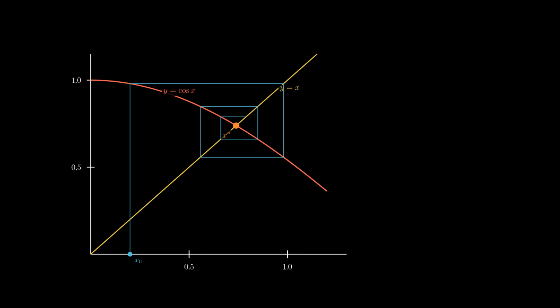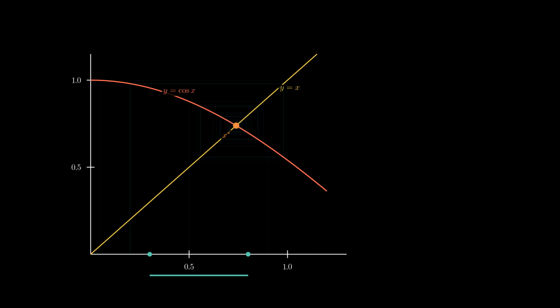Each step bounces vertically to the curve, then horizontally to the line. The iterates alternate around x star, and the jumps shrink every time. Was 0.2 special? Watch from 0.05, 0.5, and 0.9. Every path converges to the same point. Why does cosine pull different inputs together?